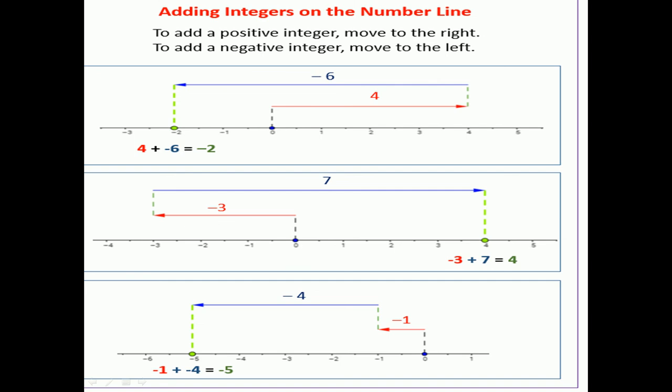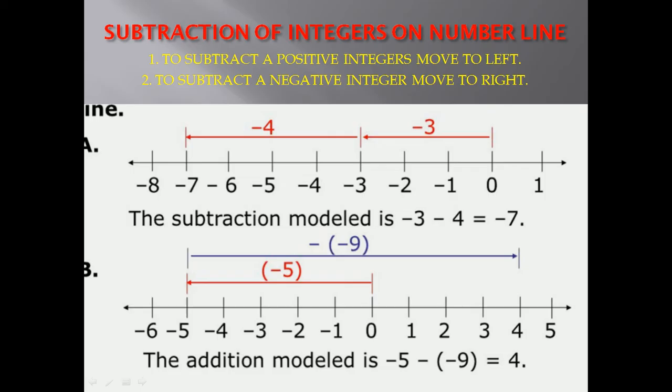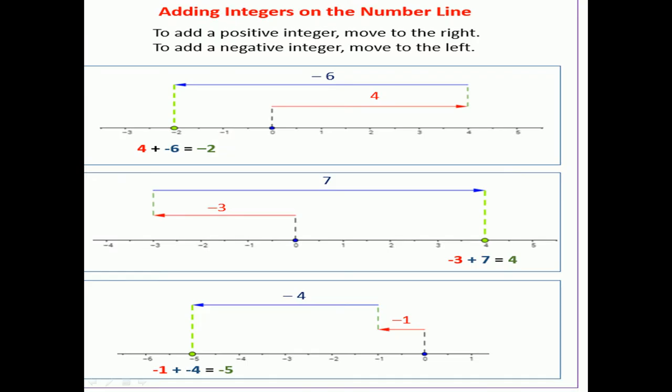For example, see the second one. We have to add 7 to -3. 7 is a positive integer, so we have to move to the right side of -3. First of all, you come to -3, from 0 to -3. Then after reaching -3, you have to move 7 steps towards the right of -3, like this: 1, 2, 3, 4, 5, 6, 7. Where do we reach? We reach at 4. So the answer will be 4.